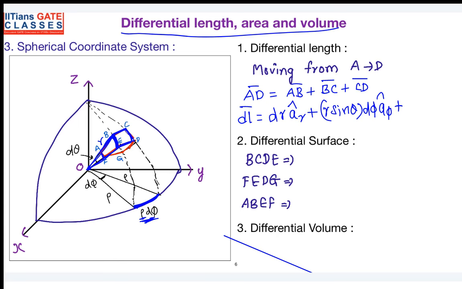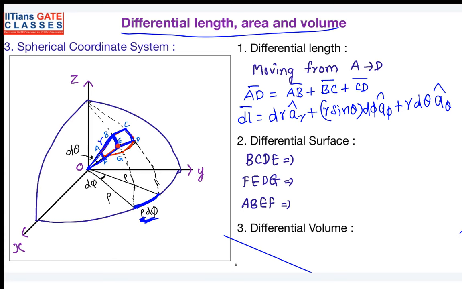So the point is here: when you are moving in the change of phi, the multiplier will be rho. When you are moving in the change of theta, the multiplier will be r. That's it. Since it is spherical, the value of rho I have replaced with r sin theta.